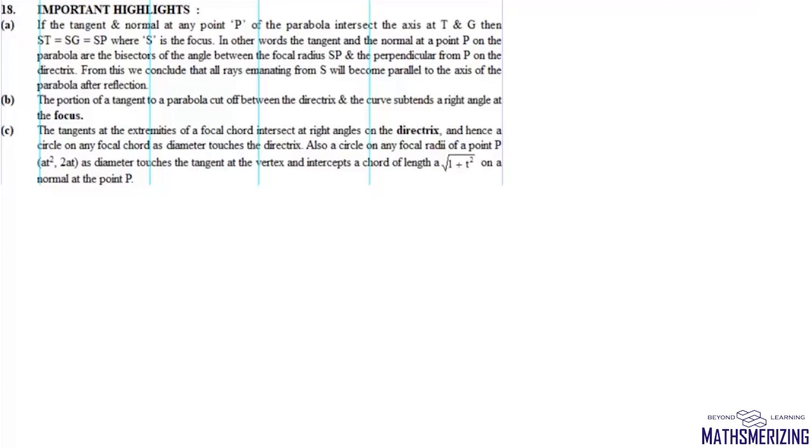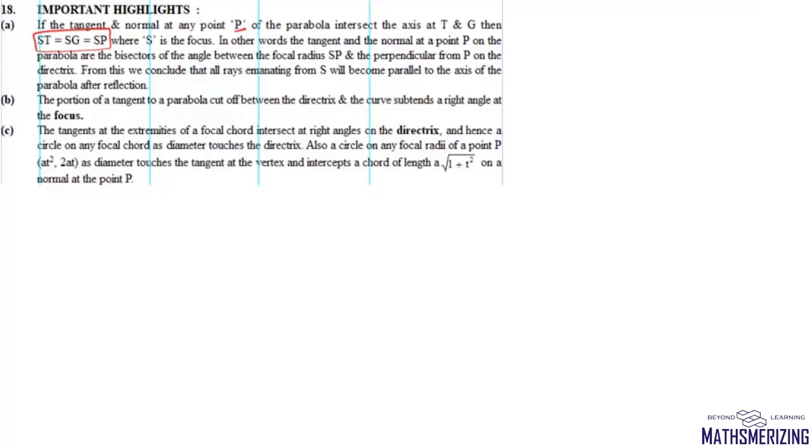Now in this video, we'll be discussing some important results in parabola. The first result is: if the tangent and normal at any point P of the parabola intersect the axis at T and G, then we need to show that ST equals SG equals SP.